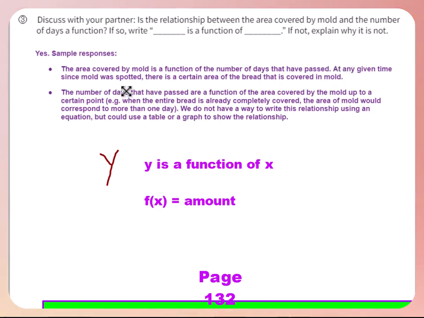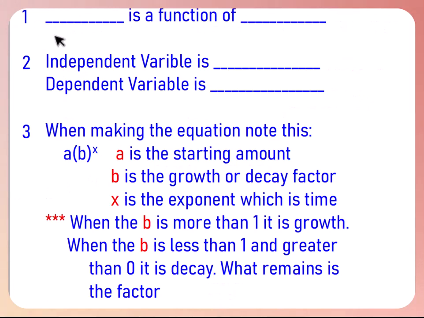Okay, at any given time since the mold was spotted, there's a certain area of the bread that is covered in mold. The number of days that have passed are a function of the area covered by the mold up to a certain point. For example, when the entire bread is already completely covered, we stop measuring. The area of mold would correspond to more than 1 day. So we don't have a way to write this relationship using an equation, but you could write a table to reason it out. What we're saying here, trying not to confuse you, but your bread can be completely covered by mold, and then we stop measuring.